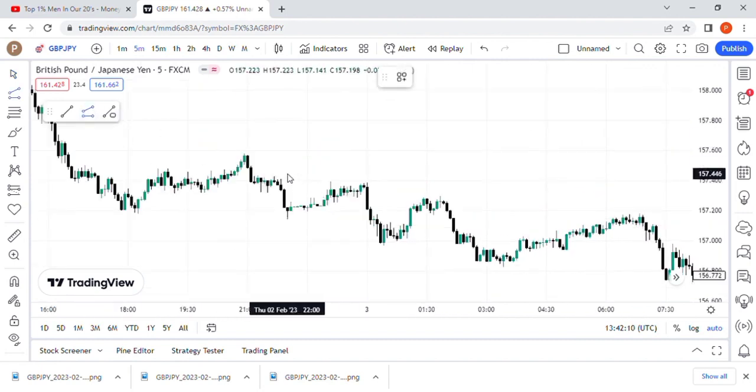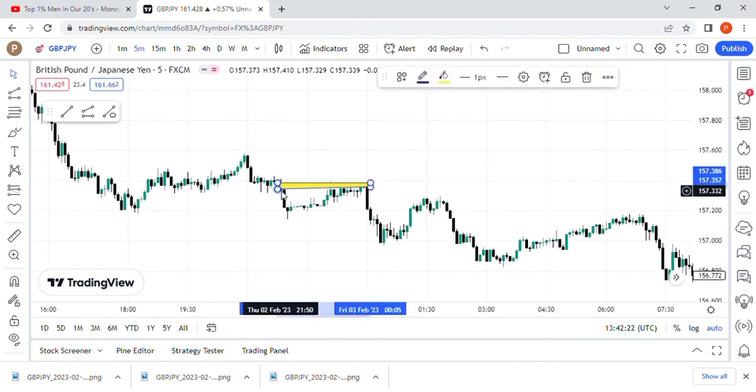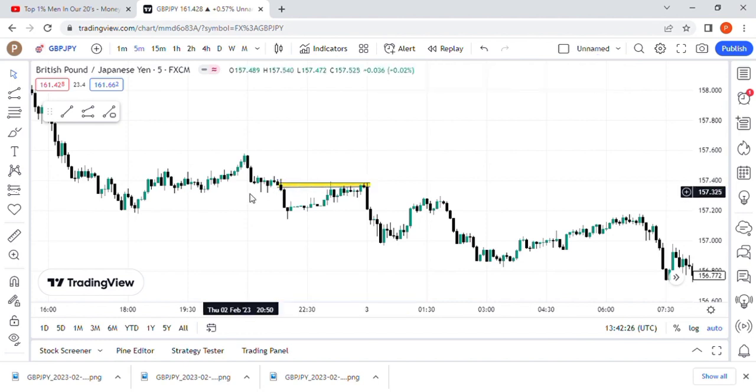So right here is another supply level in the market from the previous days. Okay, I think I took this trade, and it was okay. Let me quickly show you the supply level below.